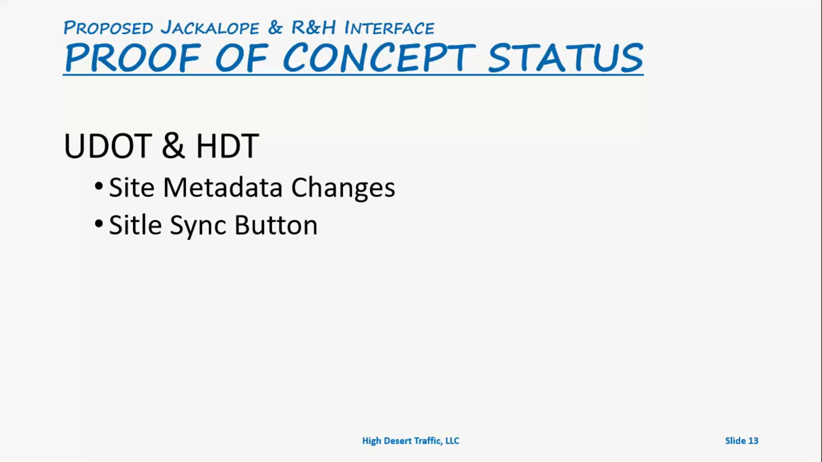So basically on the site screen, we'll have a sync button. You can press that and it's going to synchronize information from roads and highways into Jackalope. So super simple. The metadata gives us the information we need in order to connect to roads and highways, and then a sync button basically sucks that information over. That's all we wanted to do.